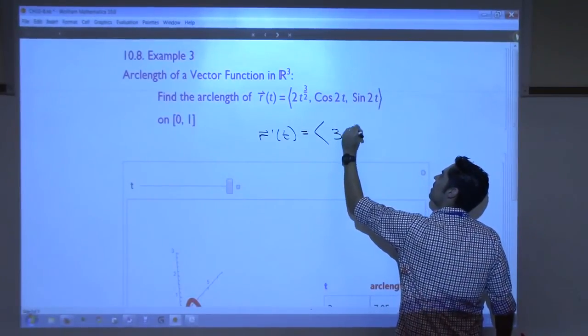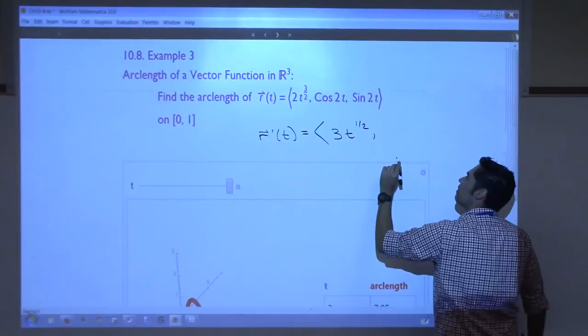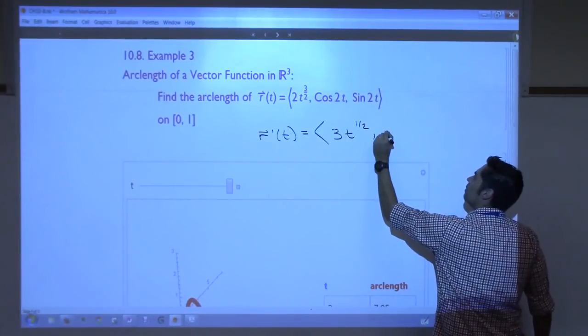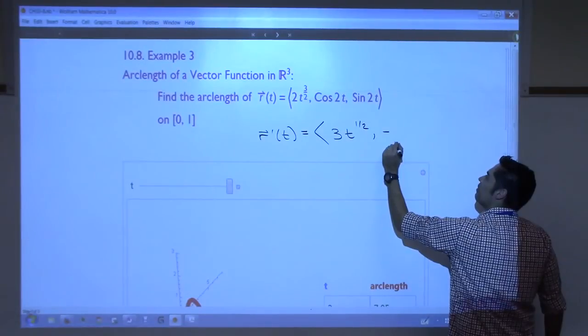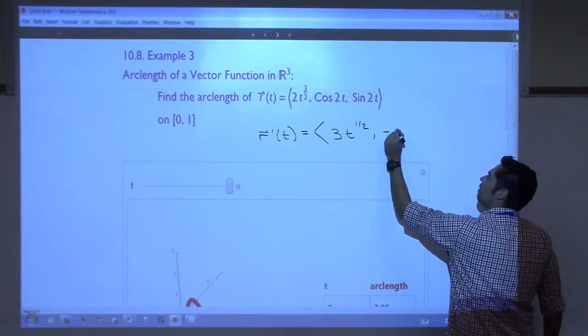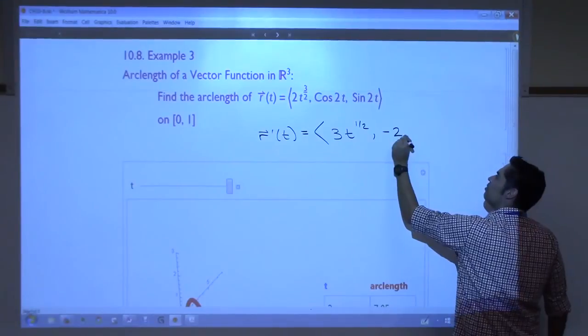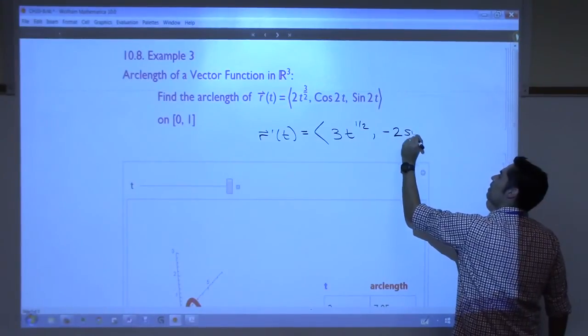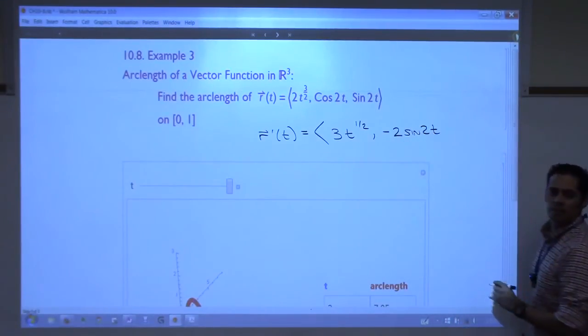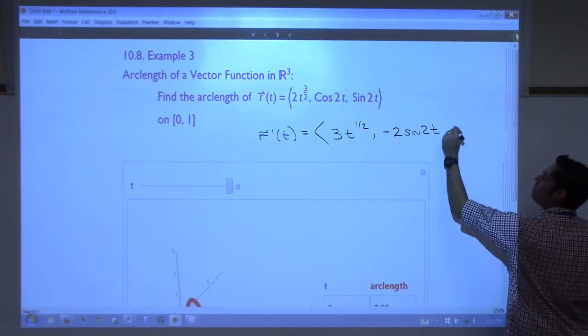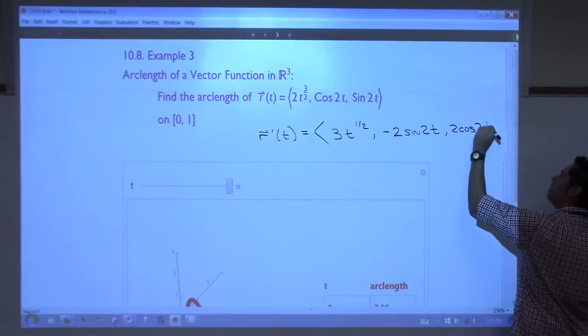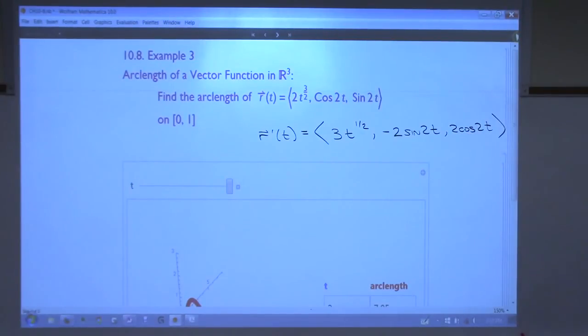Three t to the 1/2. Derivative, not antiderivative. Right? The derivative of cosine 2t is negative 2 sine 2t. Then the derivative of sine 2t is 2 cosine 2t. All right, there's your derivative. And then the magnitude.